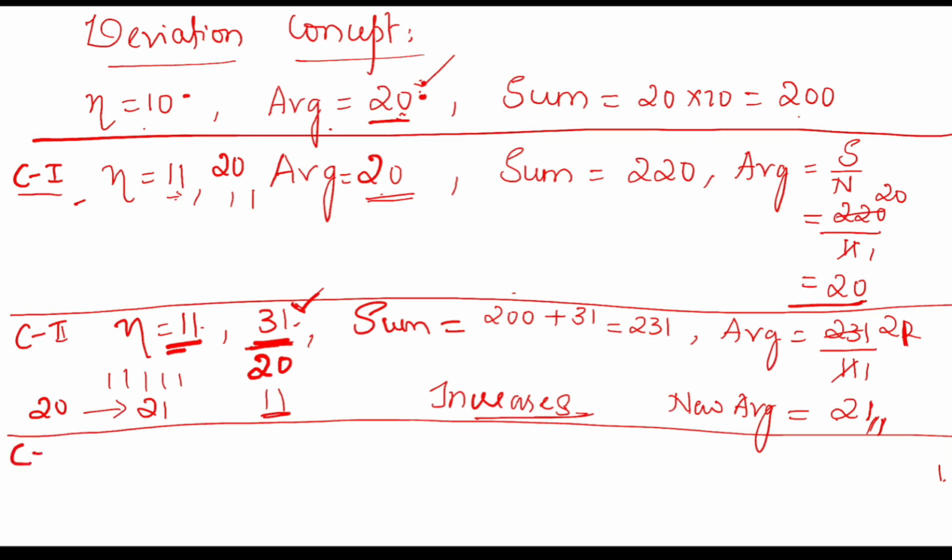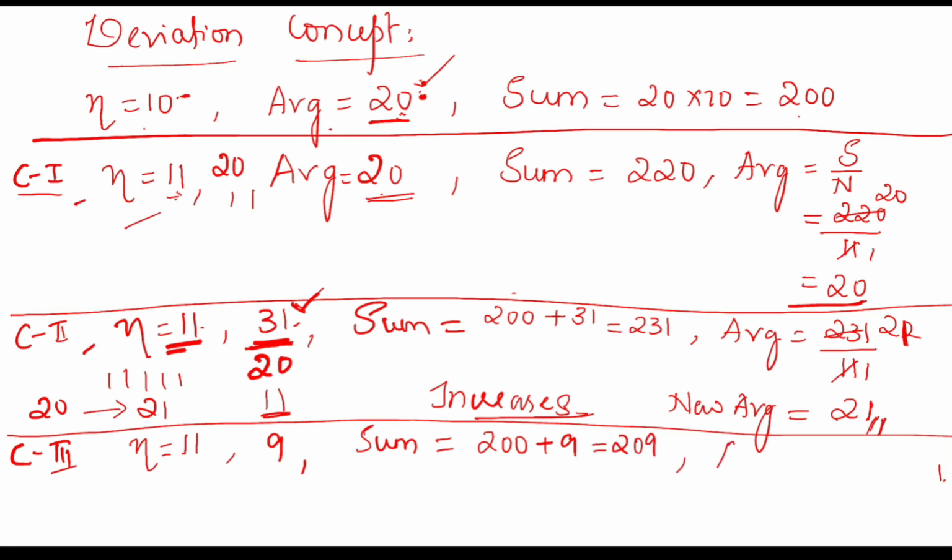Now let me see case 3. Again one child comes to the class. Then the number of children will become 11. Don't say the number of children becomes 12, because we are finished with those cases. Now again with reference to the old data, one more child comes to the class, so the number of children becomes 11. If that child brings 9 sweets with him, then what will be the sum? Earlier the sum was 200. Then that child brought 9 sweets, so plus 9, it is 209.